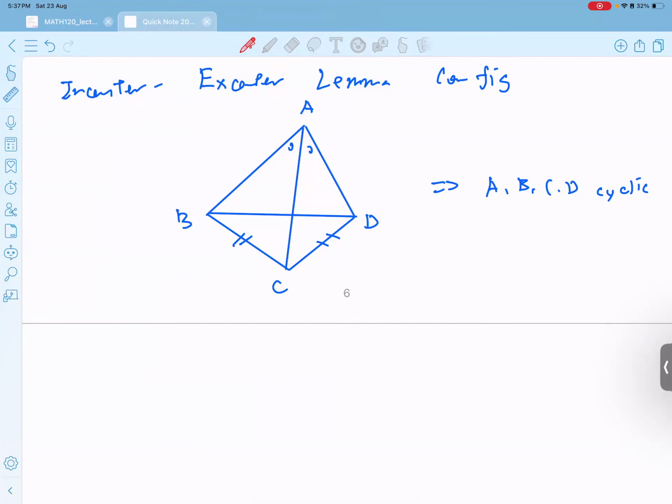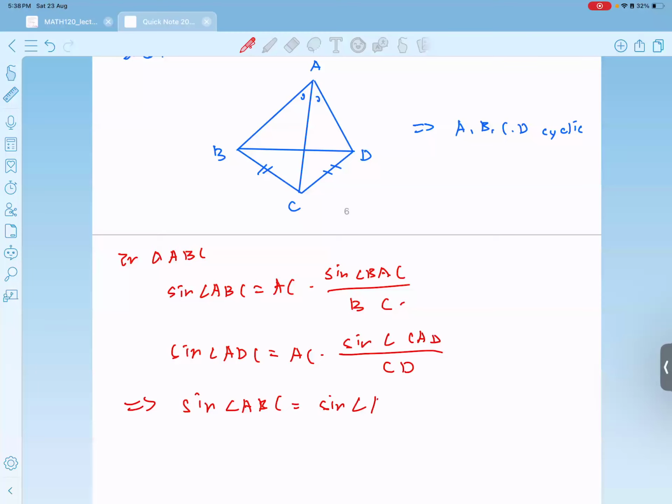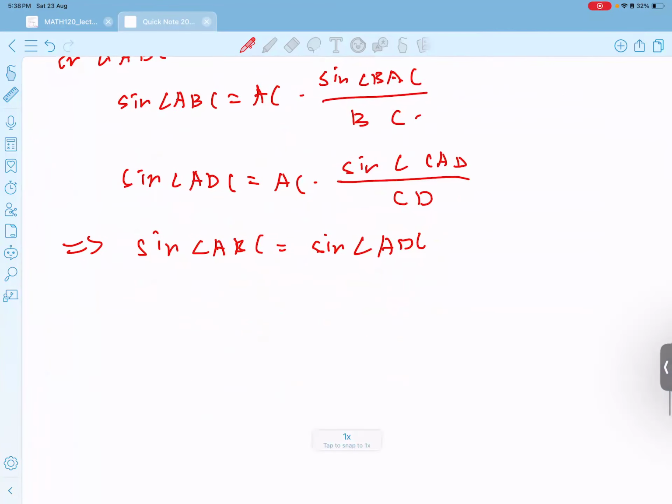So it's nice. So we'll have sine angle ABC equals sine ADC, which means ABC plus ADC is 180, and we're done. And the reason why we cannot have AB equals AD is because if AB equals AD, we will have angle ABC equal angle ADC instead. And this should have become a kite.